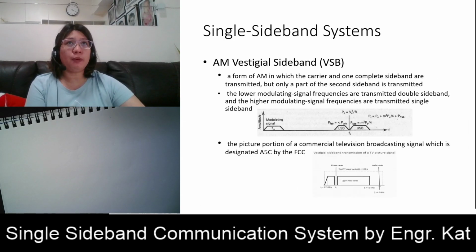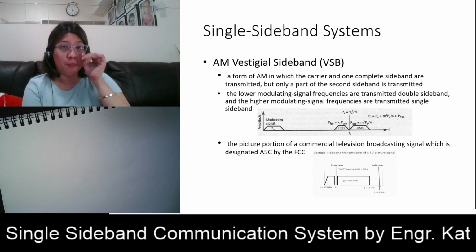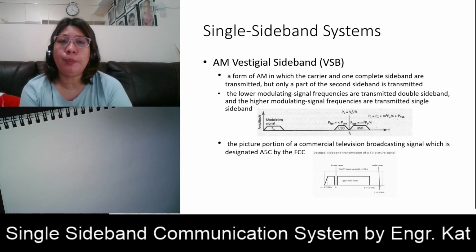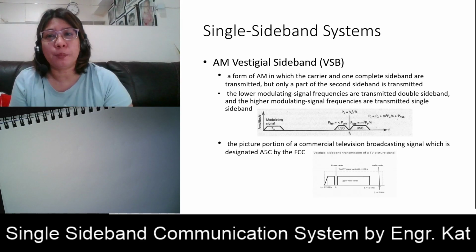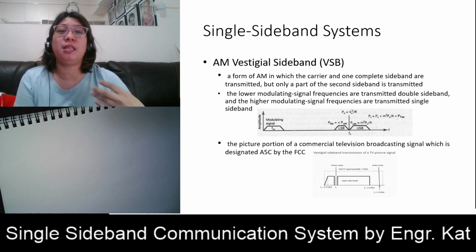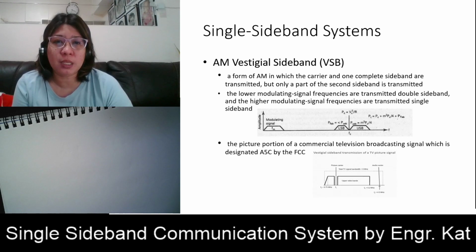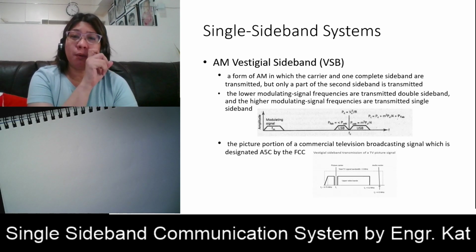Another type of AM is what we call AM vestigial sideband, or VSB. This is a form of AM in which the carrier and one complete sideband are transmitted, but only a portion, a vestige, of the second sideband is transmitted. The lower modulating signal frequencies are transmitted double sideband, and the higher modulating frequencies are transmitted single sideband.